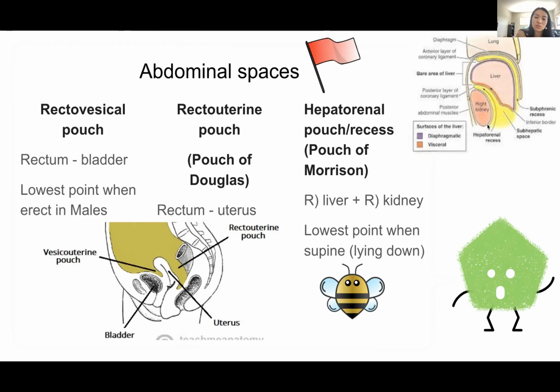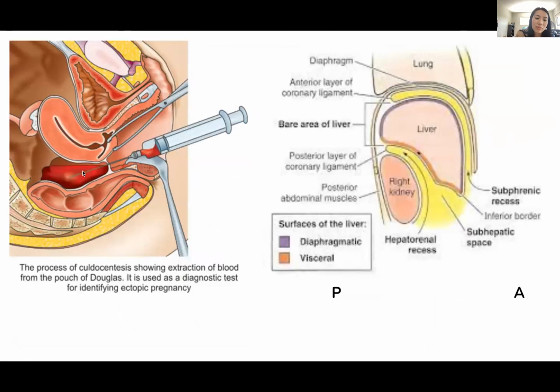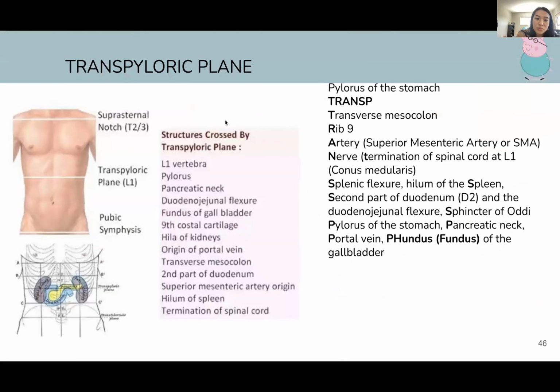Cool. So here, this is the process called culdocentesis. So basically when there is a lot of fluid or blood pooling in that pouch of Douglas in women, right? Then what happens is they pull open the vagina, they put a needle through and cut through the vaginal wall. And then that's where the pouch of Douglas is. So yeah, just a little extra knowledge.